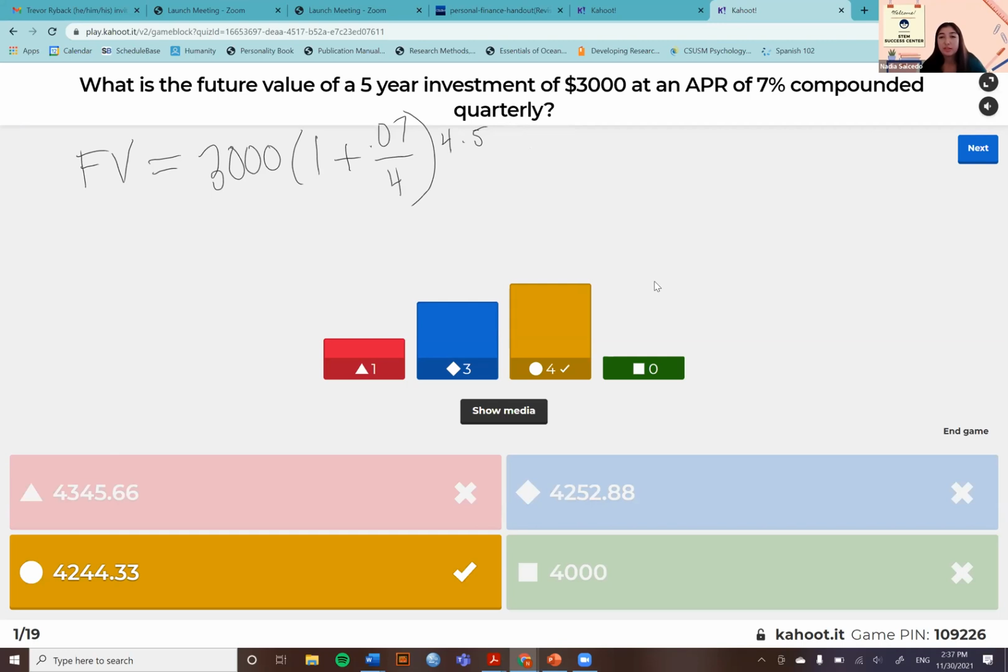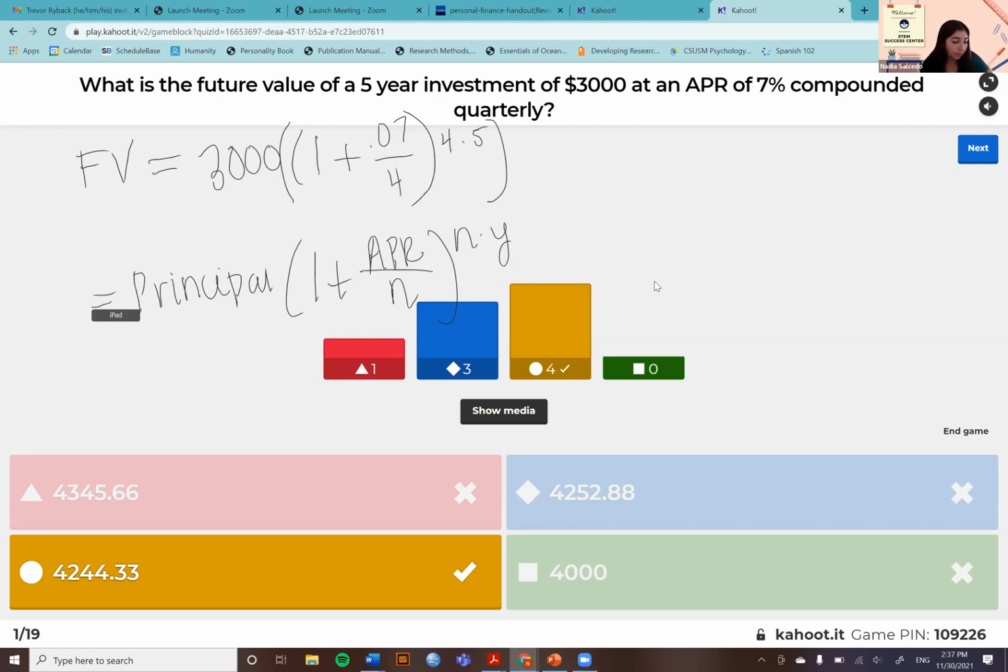So when you calculate that in the calculator, I always like to put an extra parentheses after the exponent. This is a compound interest formula. So just principal times 1 plus APR over n, and then n times y. And that would give us our balance. In this case, our future value is our balance, and our principal is technically our present value. That's what we're at right now.